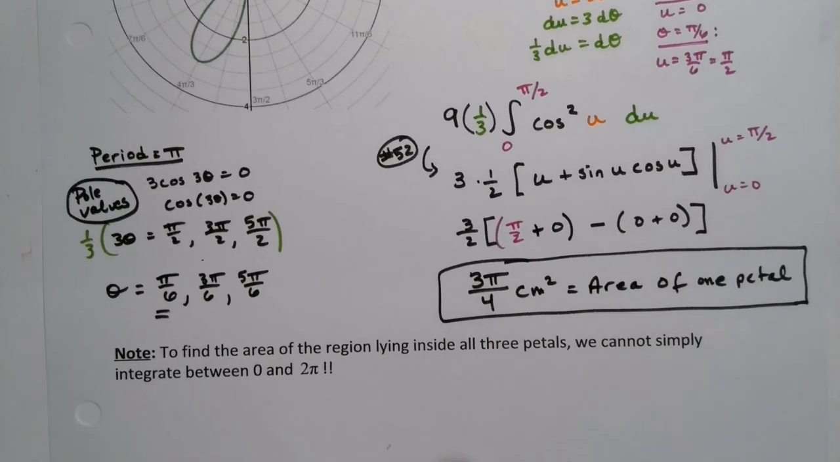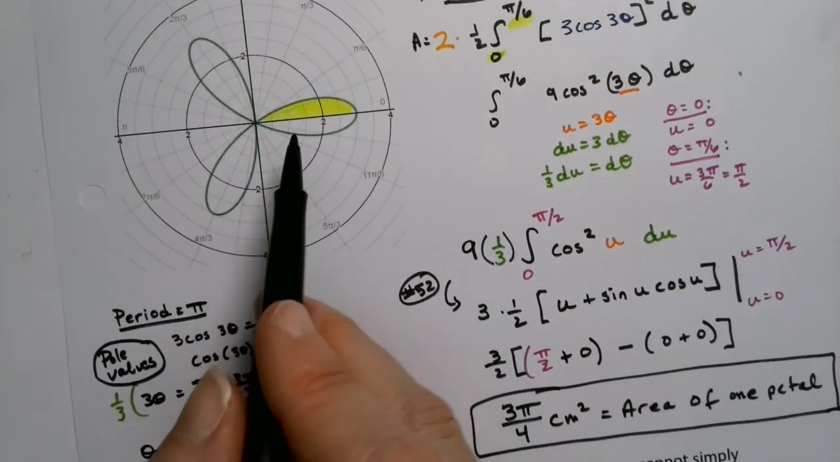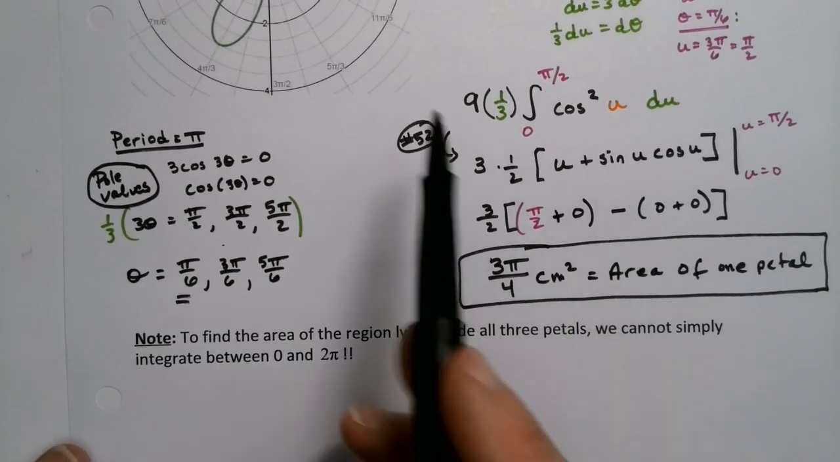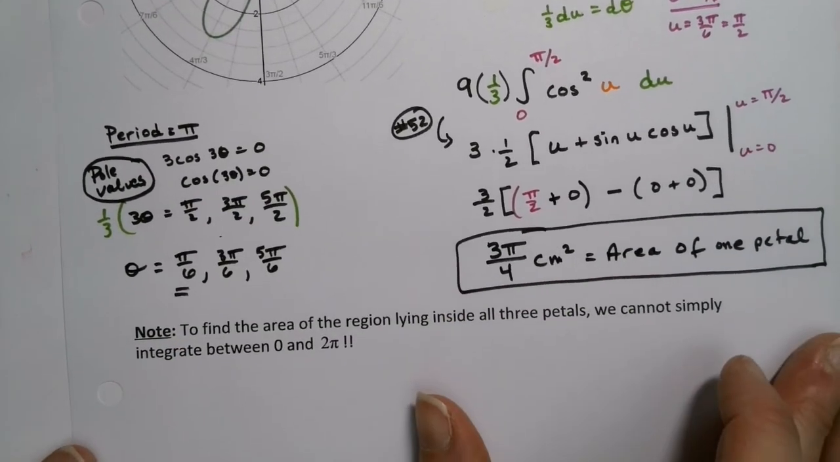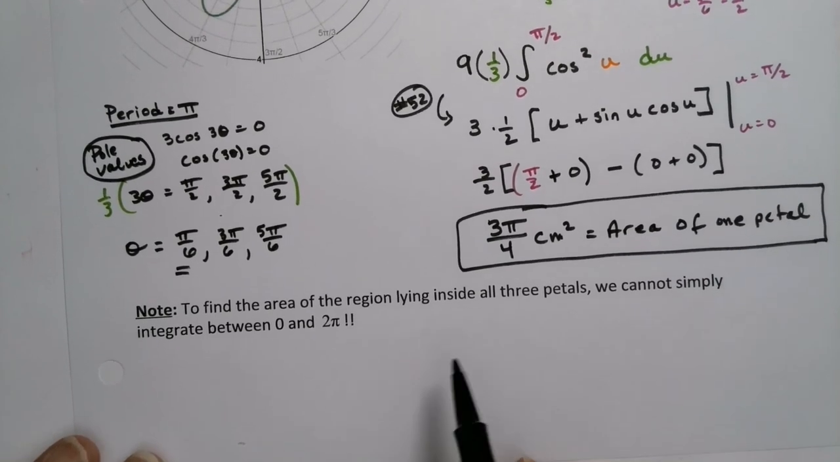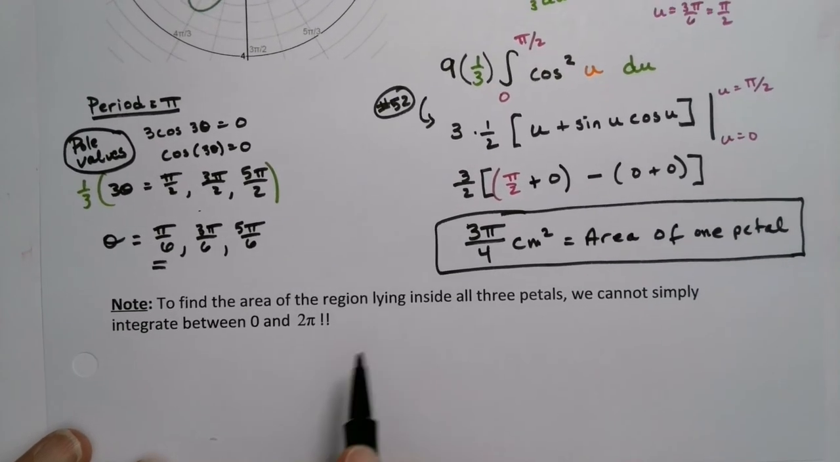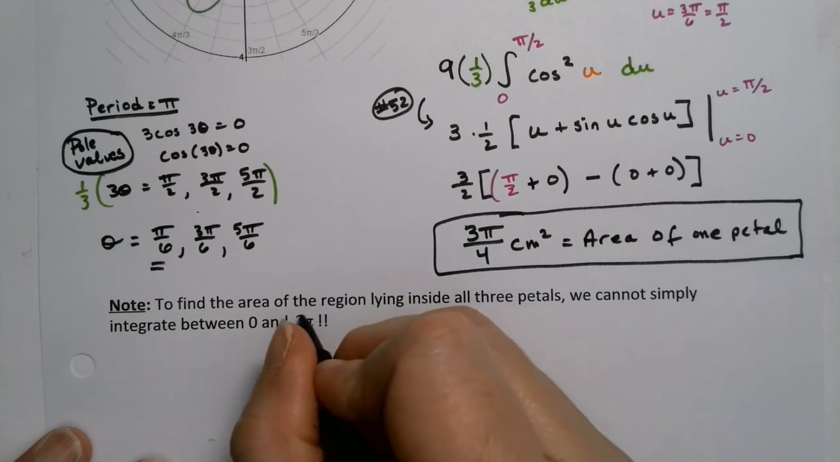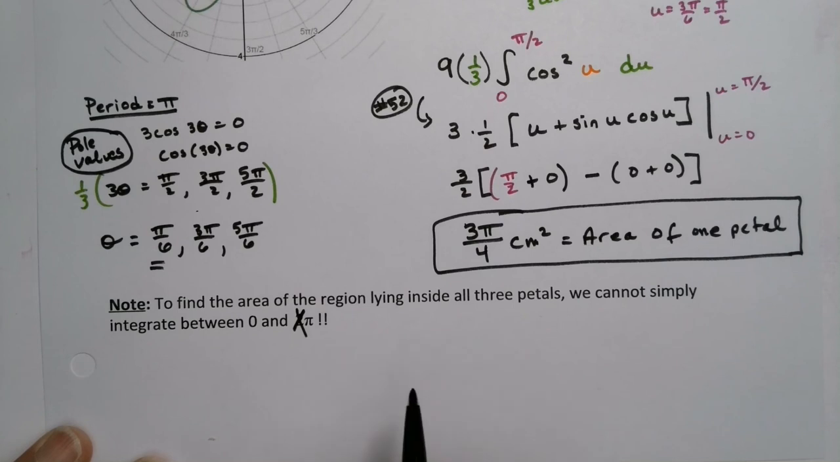With these flower curves, you really want to trim it down to the smallest symmetric piece that you can find easily, and then just multiply it by however much you need. Speaking of which, if I want the area inside all the petals, right? You don't just integrate from 0 to 2 pi. It actually won't work. The integral from 0 to 2 pi, or 0 to pi for that matter, would be 0. It's not going to work.